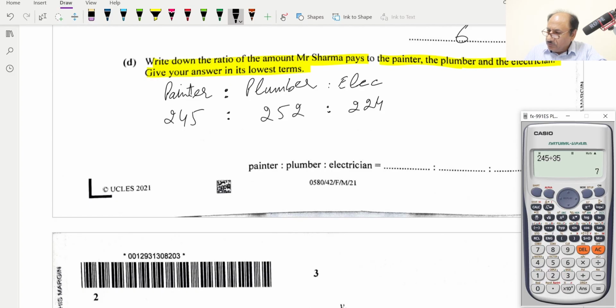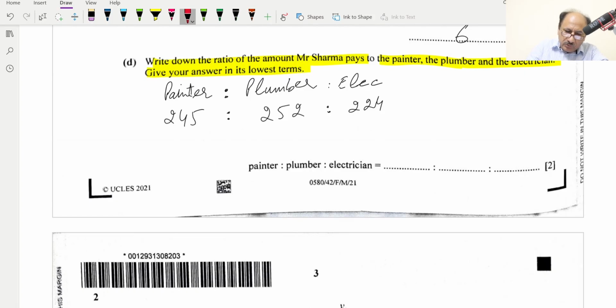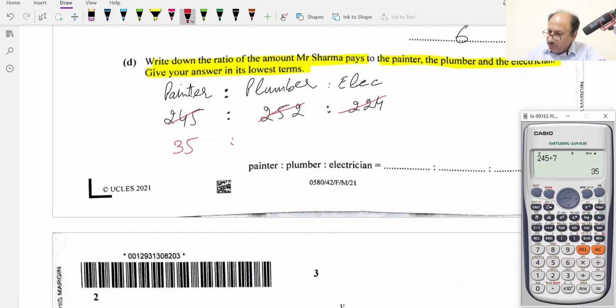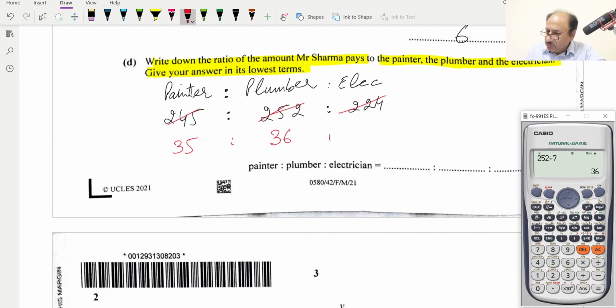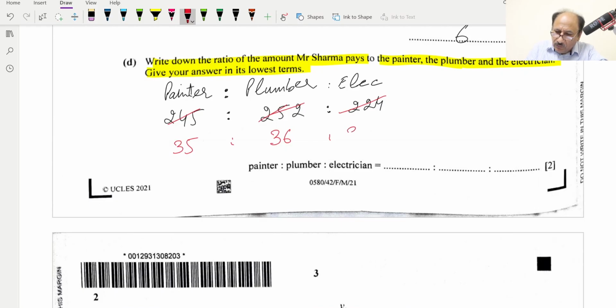245 will be divisible by 7. So 245 divided by 7 is equal to 35. So we can divide everything by 7. So this will be 35, and if we divide 252 by 7, this will be equal to 36. And the last one, 224 divided by 7, is equal to 32. So our ratio will be painter, plumber, and electrician, 35 to 36 to 32. You will have to write in the respective order. So this will be our final answer for this part.